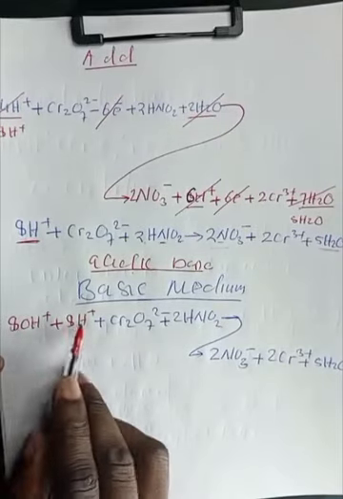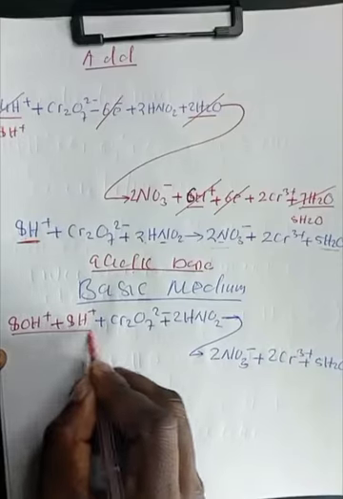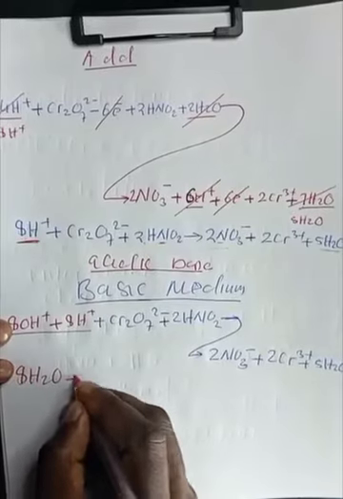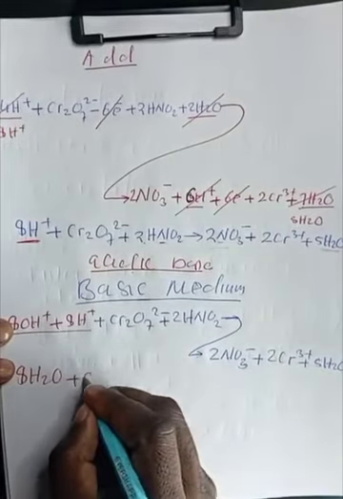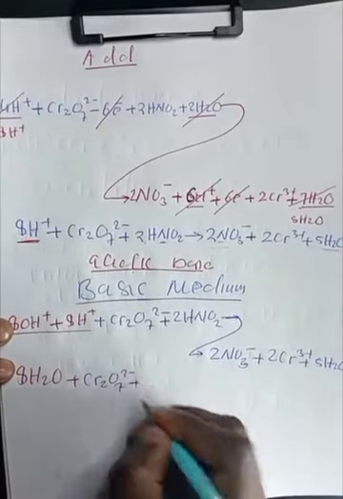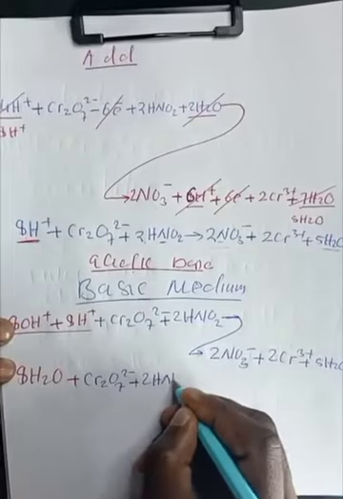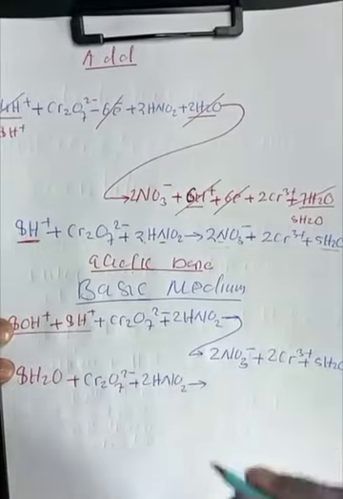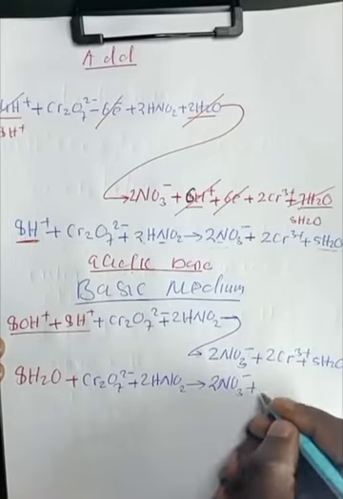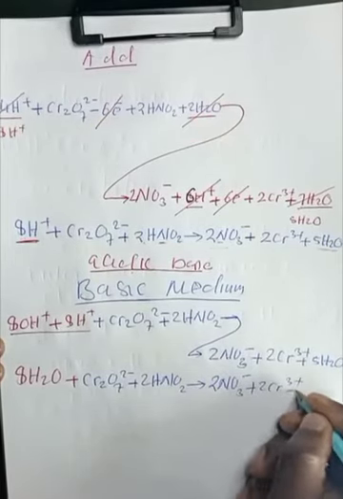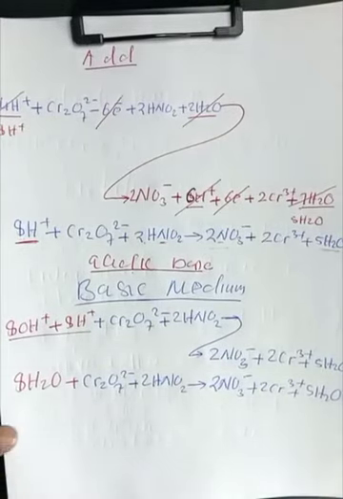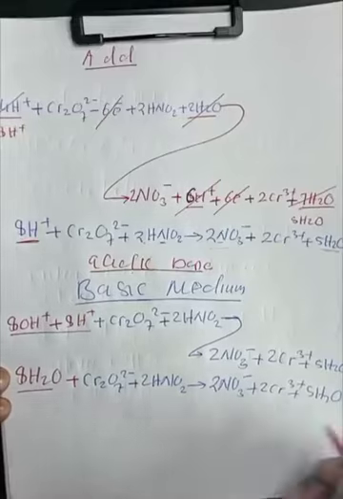So after we put this one, we know that water will be formed here. So we're going to get 8 water molecules, then plus Cr2O7 2 minus, then plus 2HNO2. This will give us 2NO3 minus, then plus 2Cr3 plus, 5H2O. Yeah. So we have formed water here: 8 water molecules and then 5 water molecules.